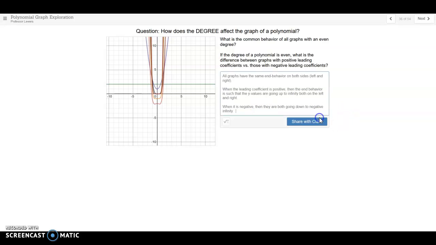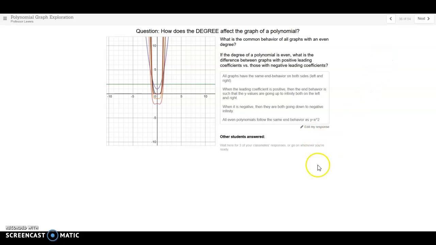I kind of want to add that actually to my response. So all even polynomials follow the same end behavior as y equals x squared, or a parabola. I'll share that. All right, once you type up your answer, share to class, and you can hit pause while you're doing that, and then once you're done, go ahead and hit play again.